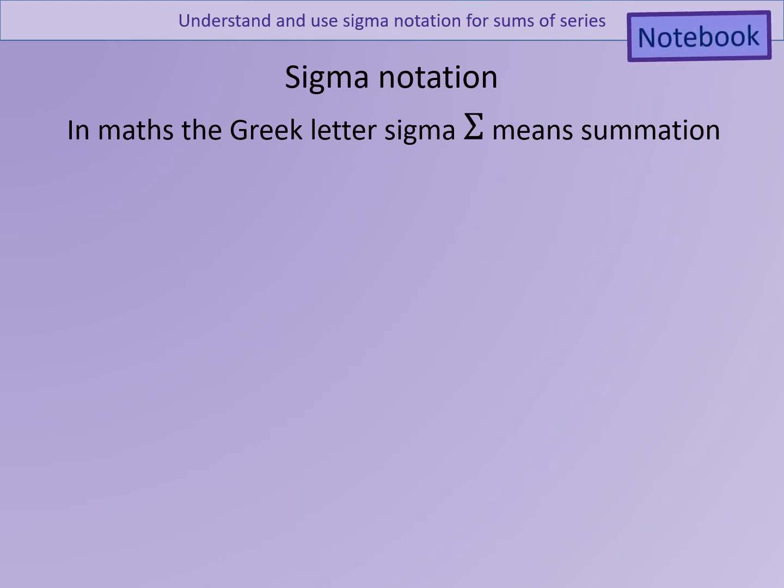I'm going to introduce the idea of sigma notation. Sigma notation is a shorthand way of writing sums. We use the Greek letter sigma. This is a capital S in Greek and it stands for summation. So a series written in sigma notation might look something like this. I'm just going to go through each of the parts to explain what they all mean.